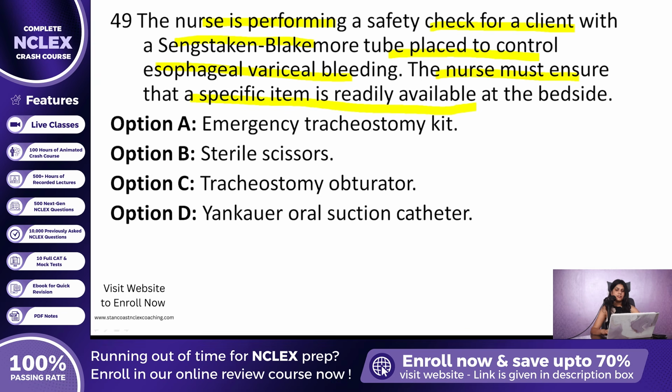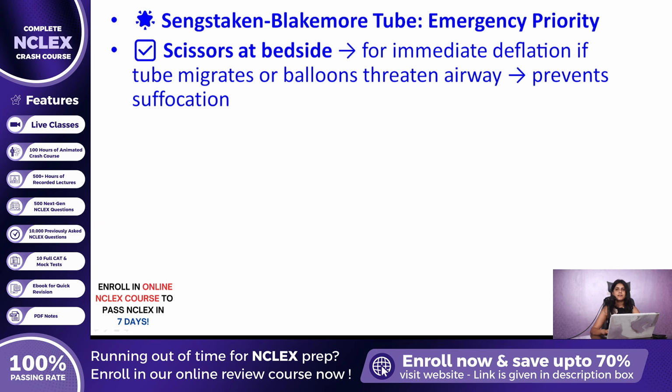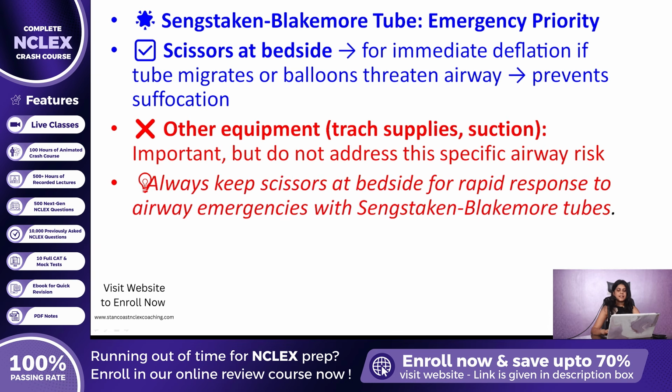Here is why. If the tube migrates or balloons displace and threaten the airway, the nurse must act immediately to cut and deflate the balloons to prevent suffocation. While tracheostomy supplies and suction equipment are important for other scenarios, they do not address the airway risk associated with Sengstaken-Blakemore tubes. The key point is that scissors at the bedside are critical for emergency management of this device.